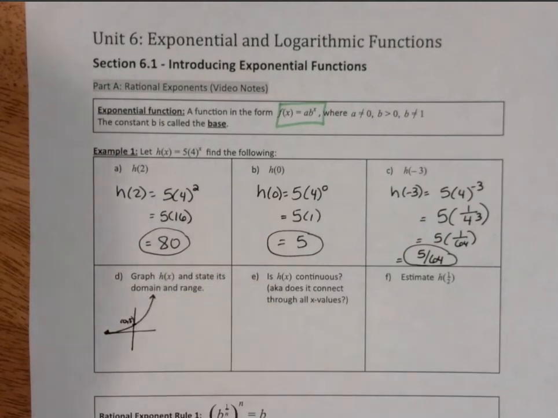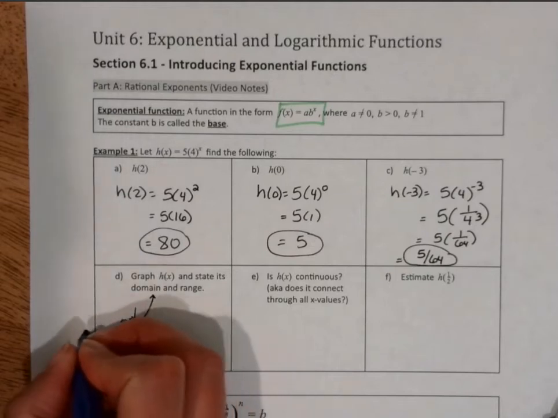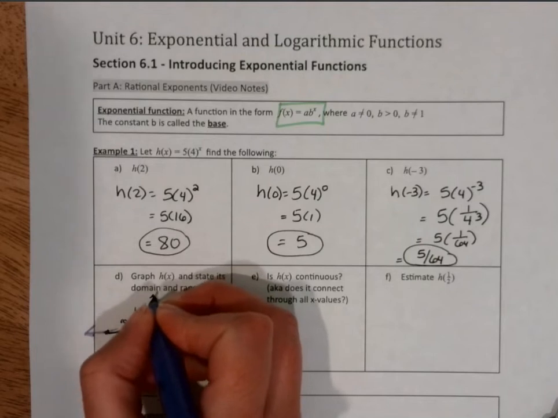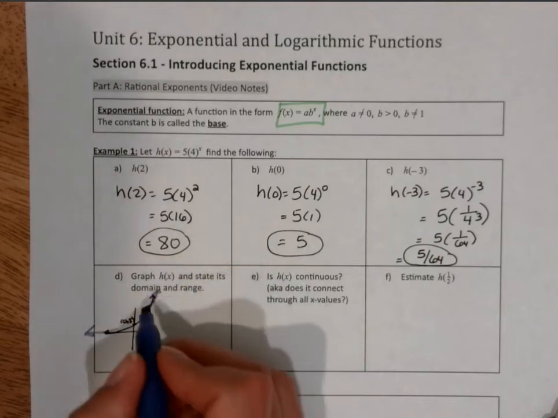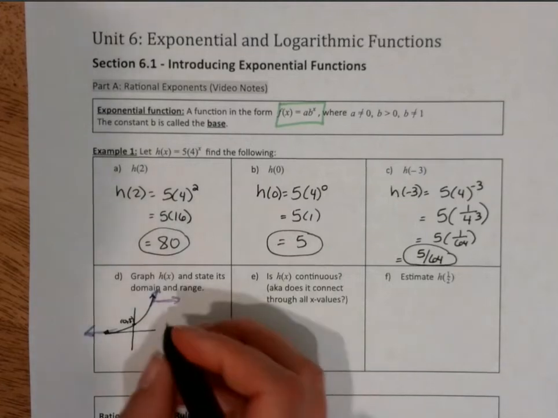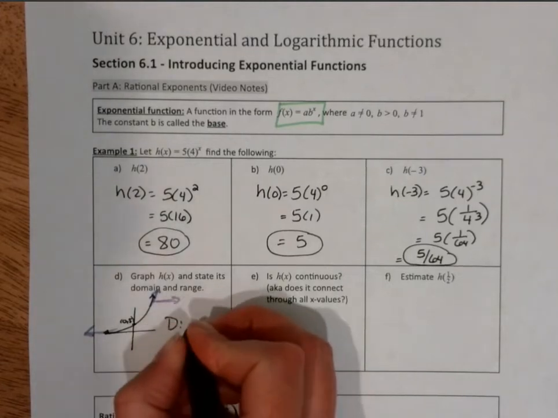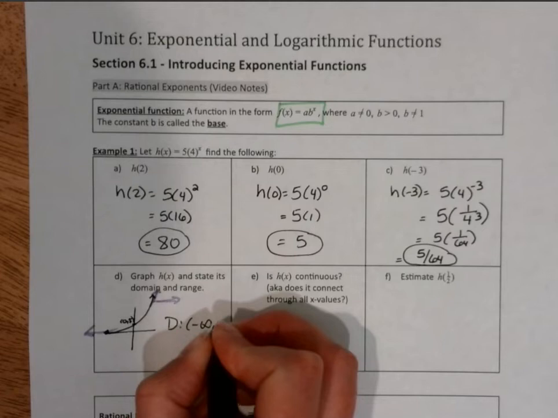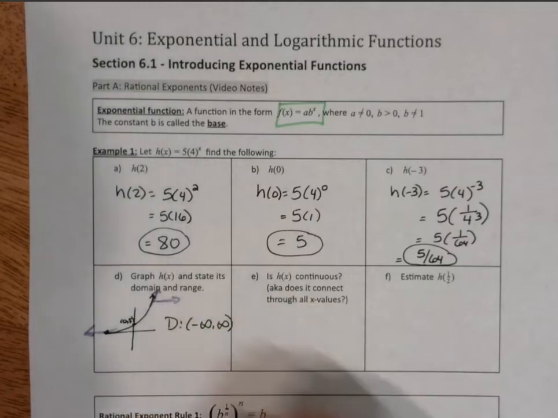I also want to state its domain and its range. For the domain, that's left and right. So for left, we're heading all the way over. We are going all the way right as we go up because we are going out too. So we're going to hit every x value. So the domain is going to be the interval negative infinity to infinity, or all real numbers.